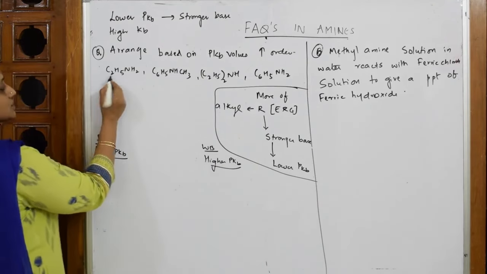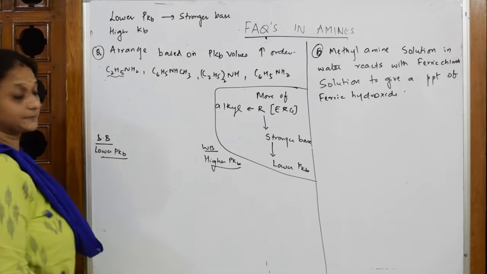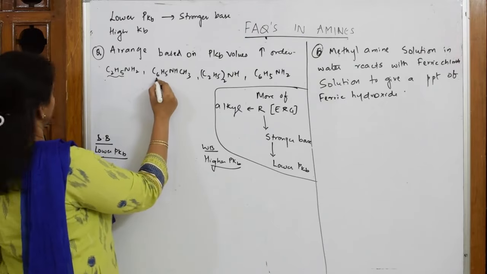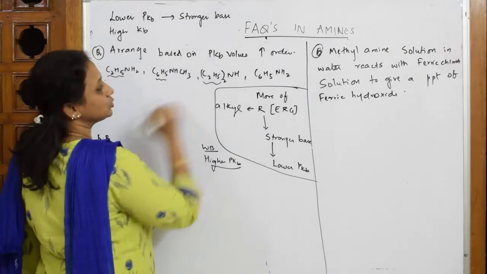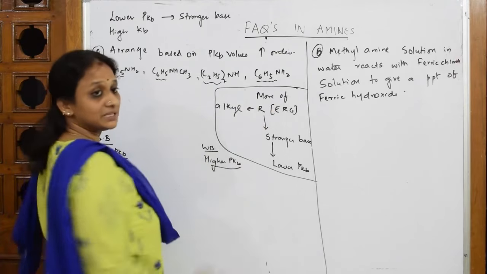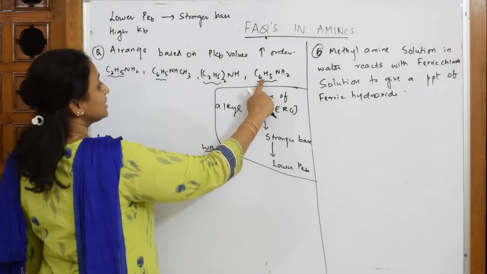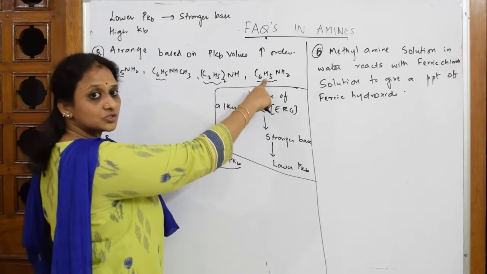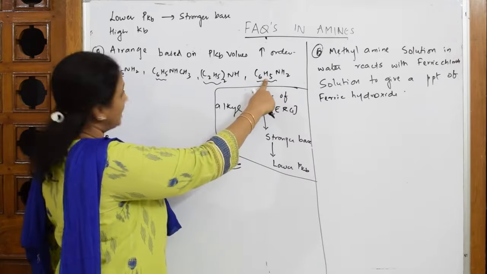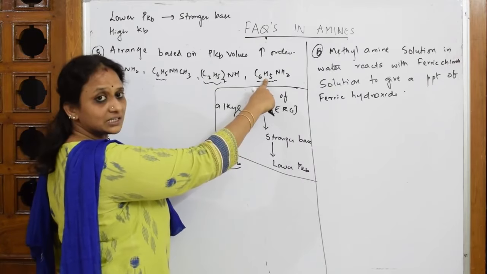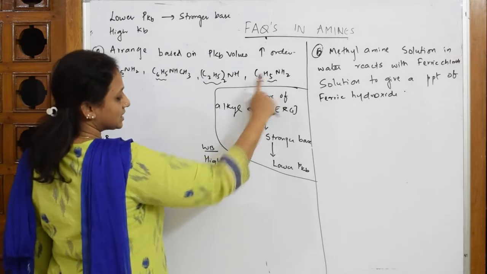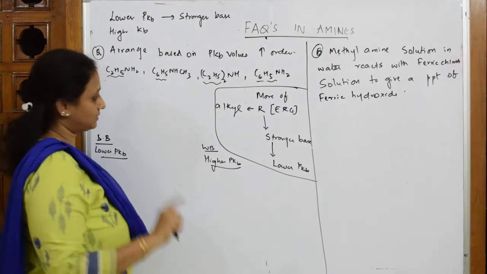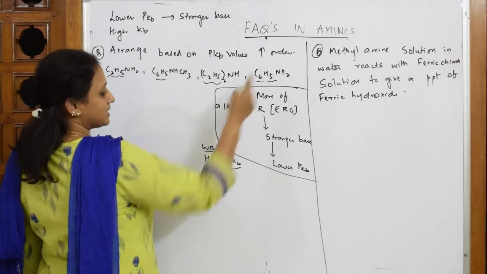Let's start. Now there is only one alkyl group here. Here there is a benzene ring. Careful. Here there are two alkyl groups. Here there is again a benzene ring. So the benzene ring will try to drag the electrons towards itself by resonance, and will not release the electrons. So it is least basic. Whichever is least basic will have higher pKb.